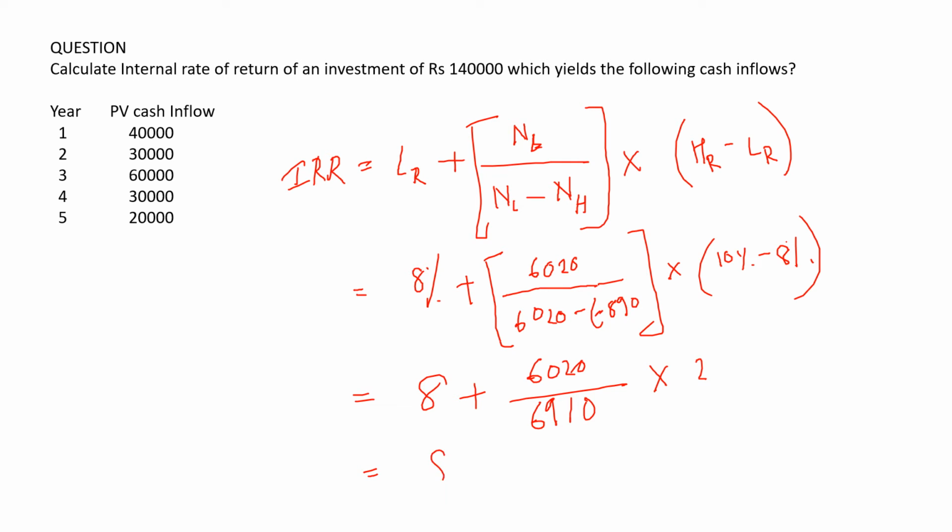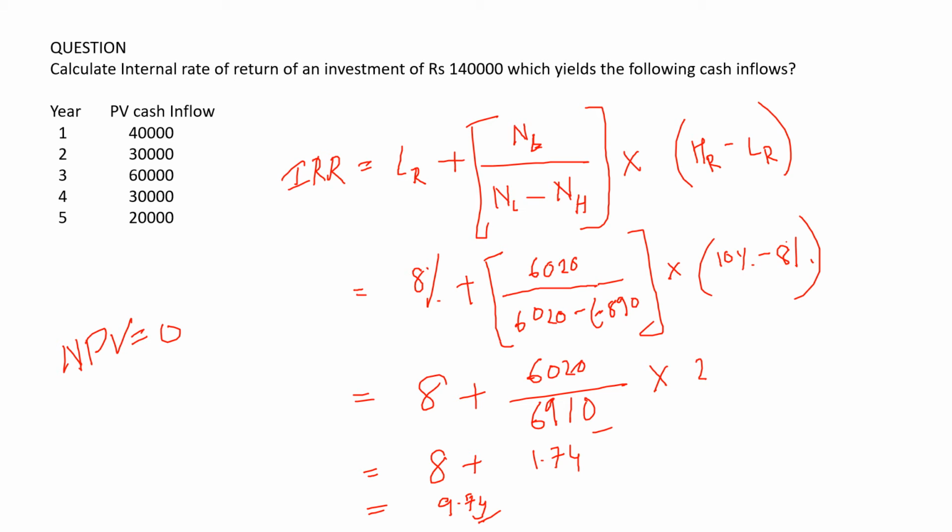Okay, so now we will be multiplying the 6020 into 2. Whatever amount we are getting, that is 12,040 we will be getting. Then we will be dividing by 6910 and we will be getting 1.74. Yes, so we have got the IRR, that is 9.74 will be our discounting rate, at which we will be getting our NPV as 0.